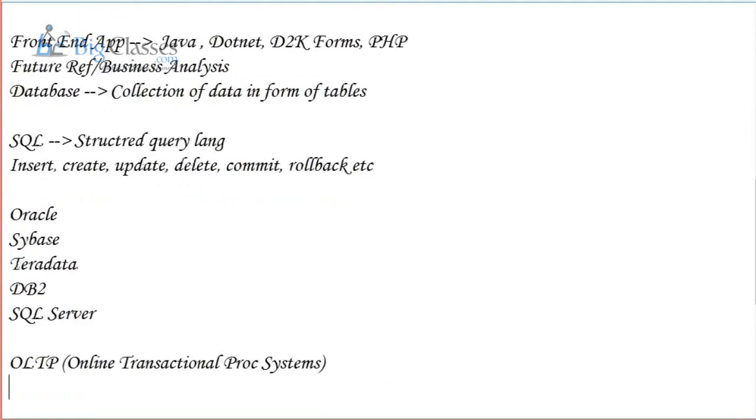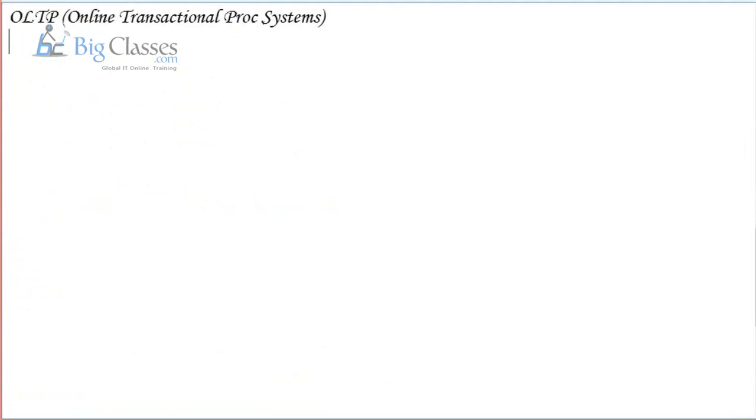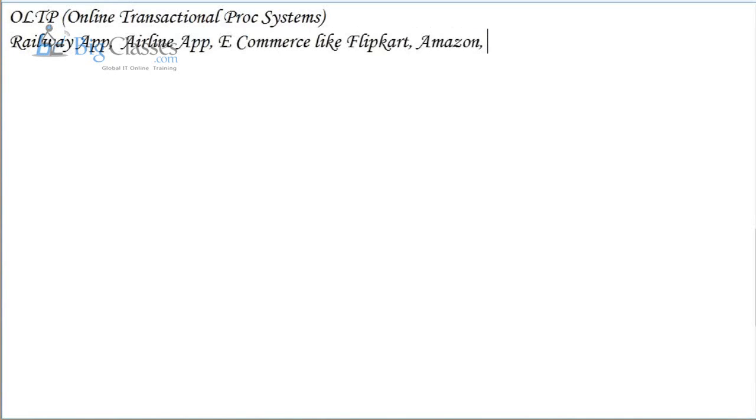So these are systems we come across in our day-to-day lives. When you go for IRCTC, I mean any railway application, any airline application, any e-commerce application, like Flipkart, Amazon, eBay, all these are different OLTP applications where you work in real time.